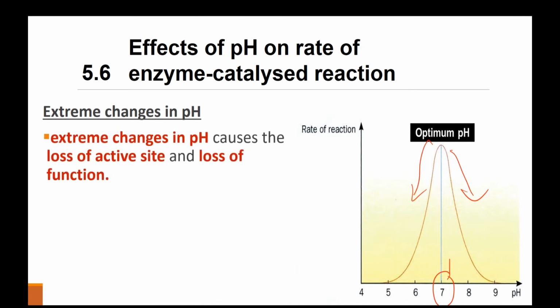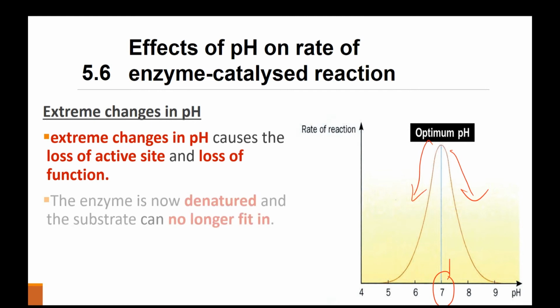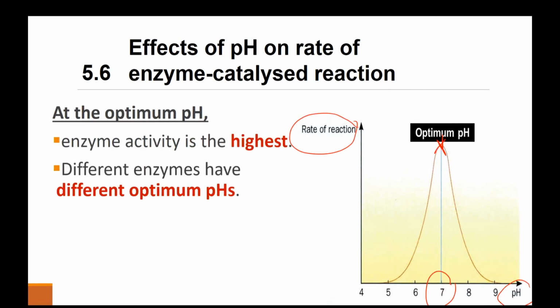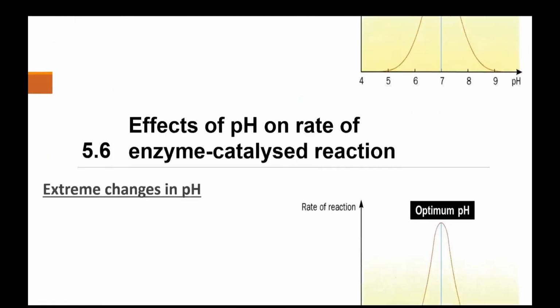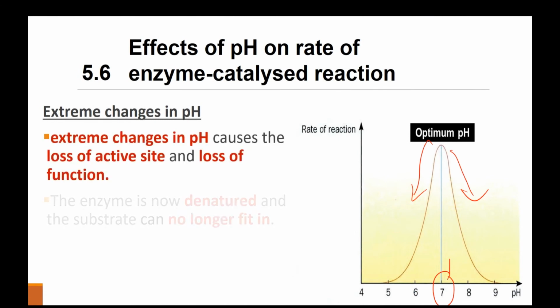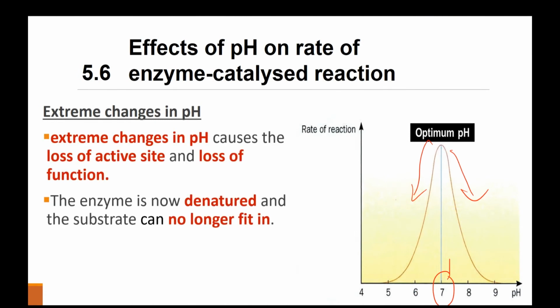Right, so once you change the pH, it will result in a loss of the active site and a loss of the function of the enzyme. So we say that the enzyme is now denatured and the substrate can no longer fit in, and therefore the reaction starts to drop. Right, this is very similar to the case of temperature. Okay, so just a recap, at the optimum pH, that's when the enzyme activity is the highest, but once you change and move away from it, then the enzyme gets denatured and the substrate can no longer fit in and the reaction starts to drop.